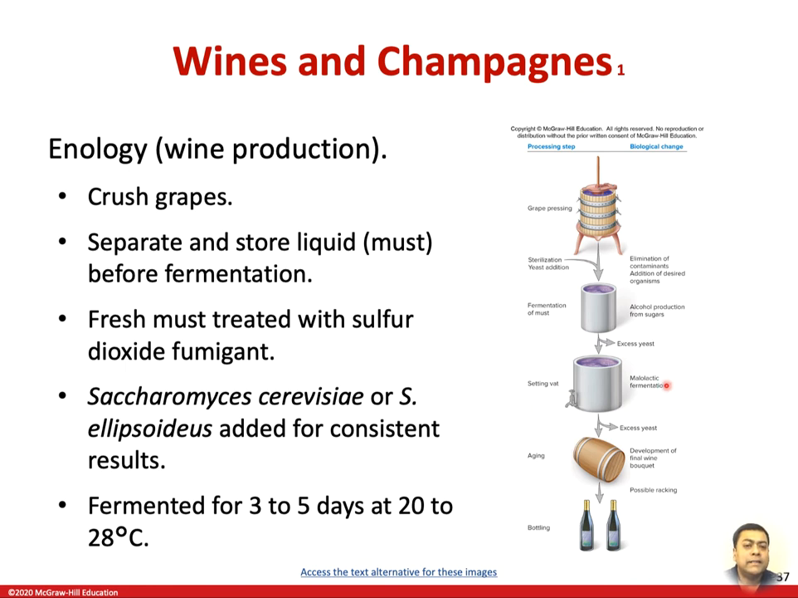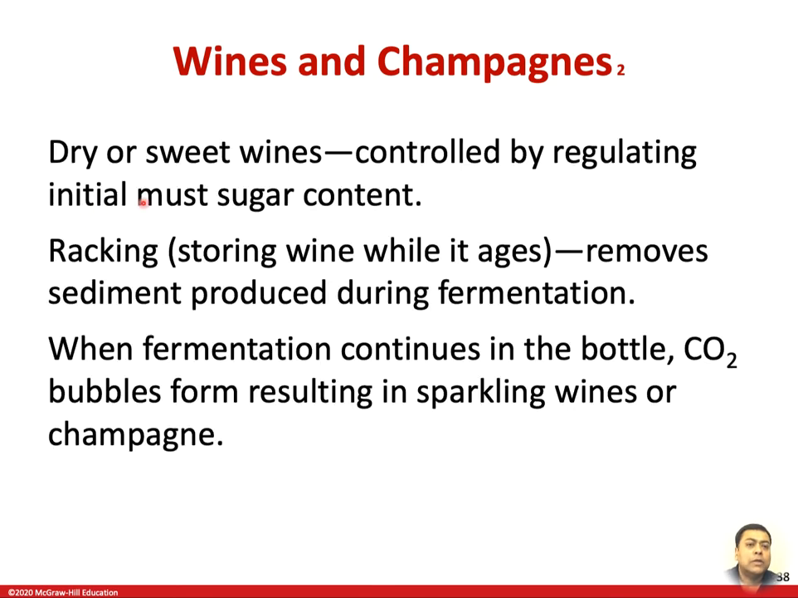Once the acidity is reduced, from this settling vat all the excess yeast is removed, and the wine is packaged and aged, which is called the bouquet formation of the wine. Then it is bottled, and racking also ages the wine. The dry wines do not have any sugar or have less sugar present once the fermentation is over, whereas the sweet wines do contain sugar even after fermentation.